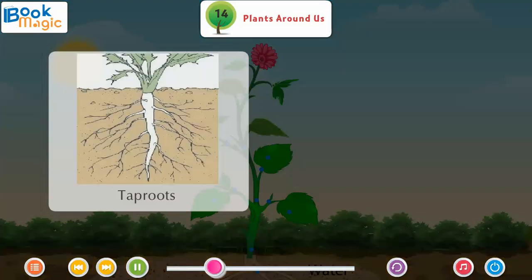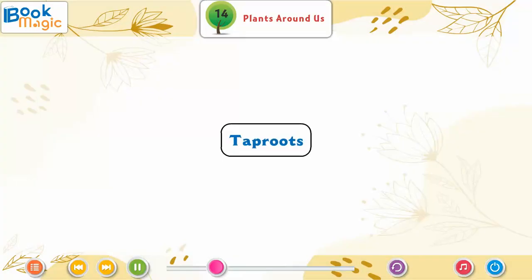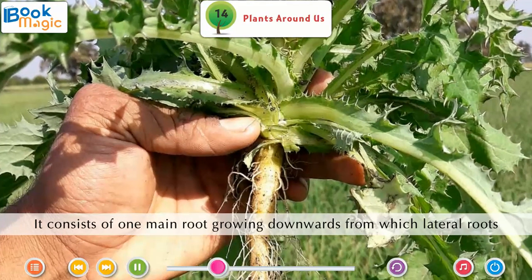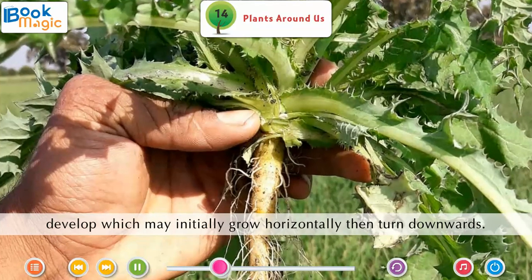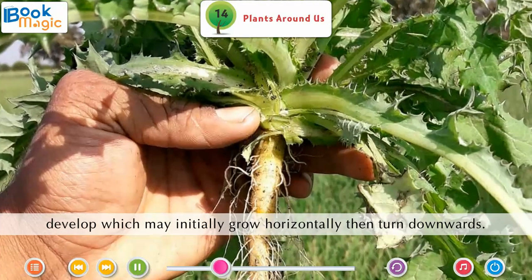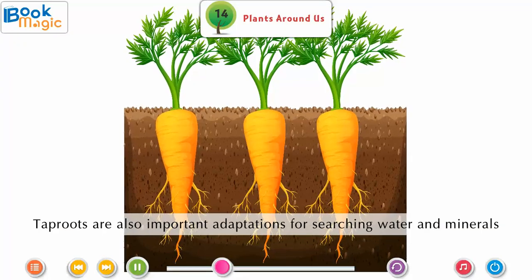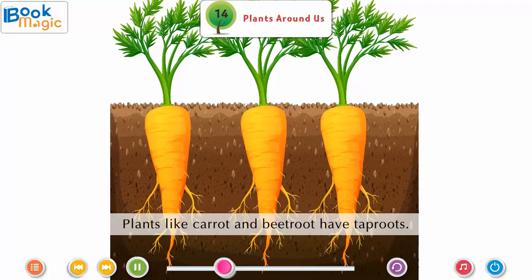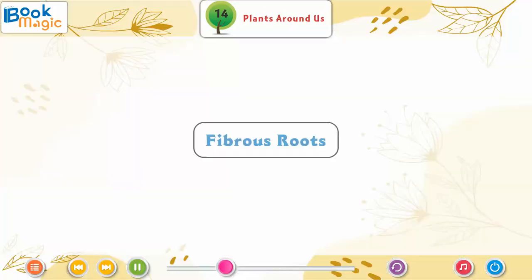There are two types of roots. They are tap roots and fibrous roots. Tap roots. It consists of one main root growing downwards from which lateral roots develop, which may initially grow horizontally then turn downwards. Tap roots are also important adaptations for searching water and minerals from deep within the soil. Plants like carrot and beetroot have tap roots.